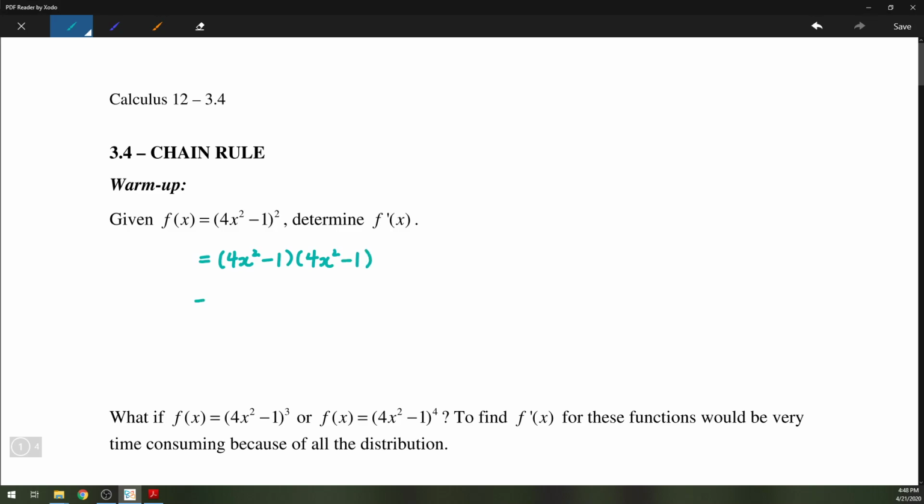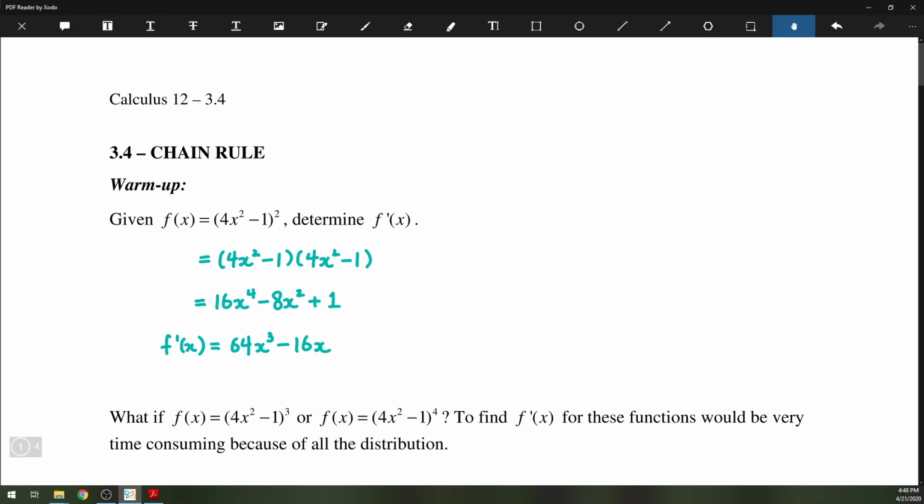You can multiply this out. You'll get 16x to the fourth power minus 8x squared plus 1. And of course, you will then take the derivative. So f prime of x will be 64x cubed minus 16x. And the derivative of the plus 1 will just be 0. So this is what you were left with.